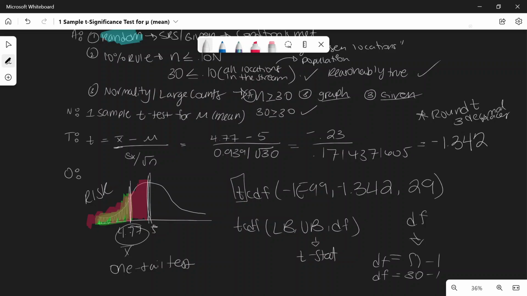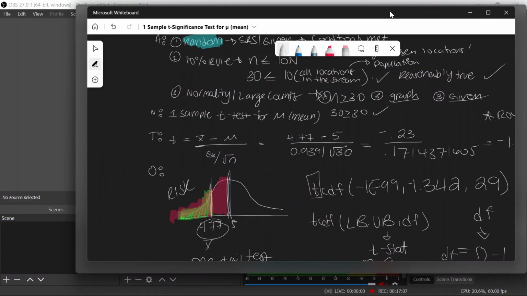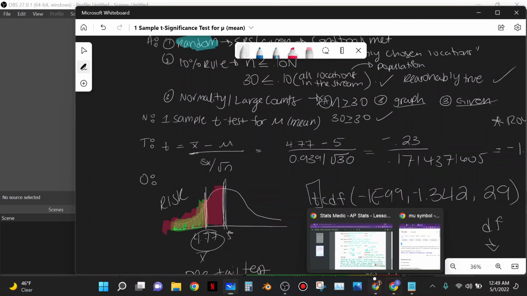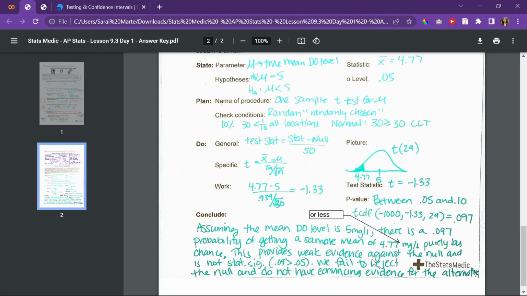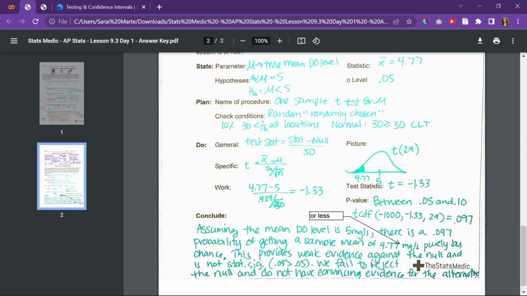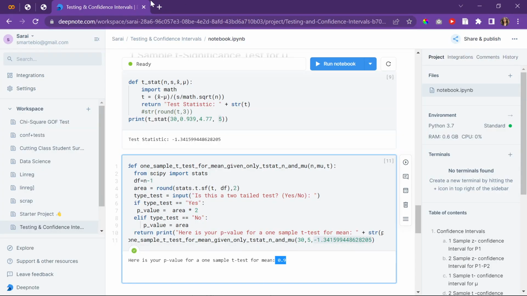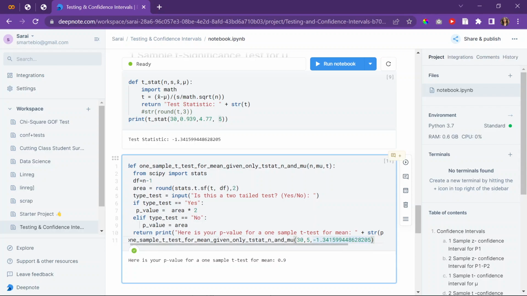You plug that into the calculator, and it's going to give you something like 0.9. I have the answer key for this, so hold up. Yeah, so it's going to give you 0.097. And my answer gave you 0.9? What? Oh, because I forgot to, whoops. Degree of freedom is n minus 1, 29, okay.